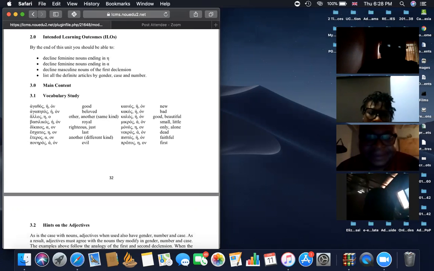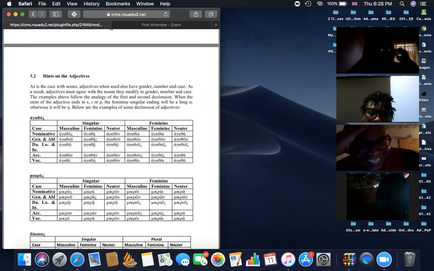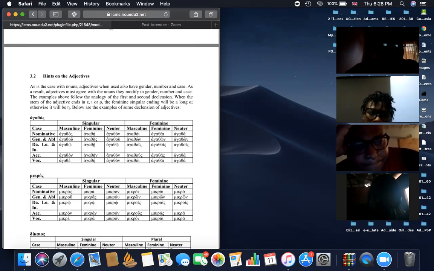All right. Are we set now to go into the real work? Now, you know what adjectives are? Words that are used to qualify nouns. As a result of this, adjectives in Greek will have gender, will have number, and will have case as a noun. So, as a result, an adjective must agree with the noun it modifies in gender, in number, and in case.